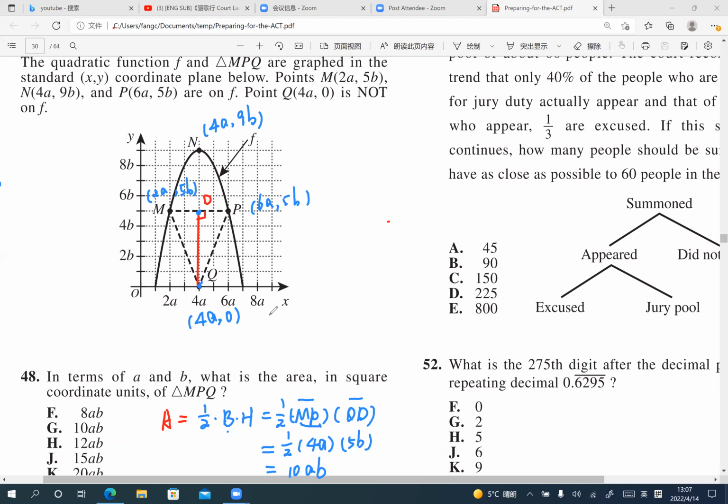So the length of MP should be equal to 6a minus 2a, which is 4a. And the length of QD should be equal to 5b. So the area should be equal to 1/2 times 4a times 5b, which is 10ab. So for question 48, we should choose option G.